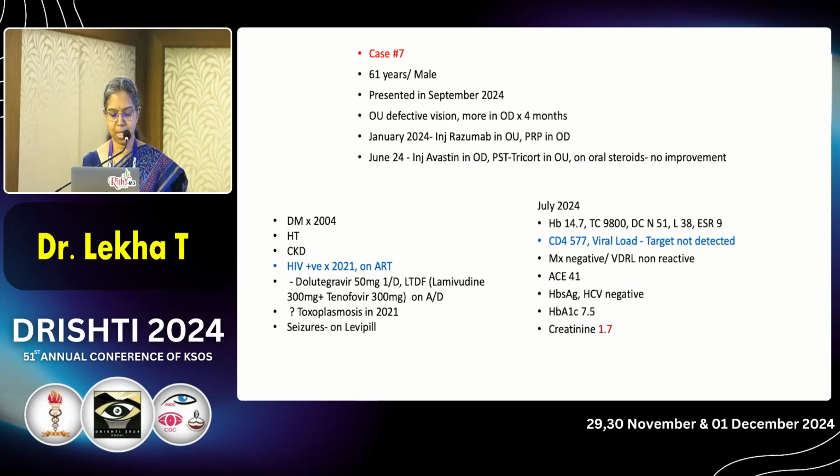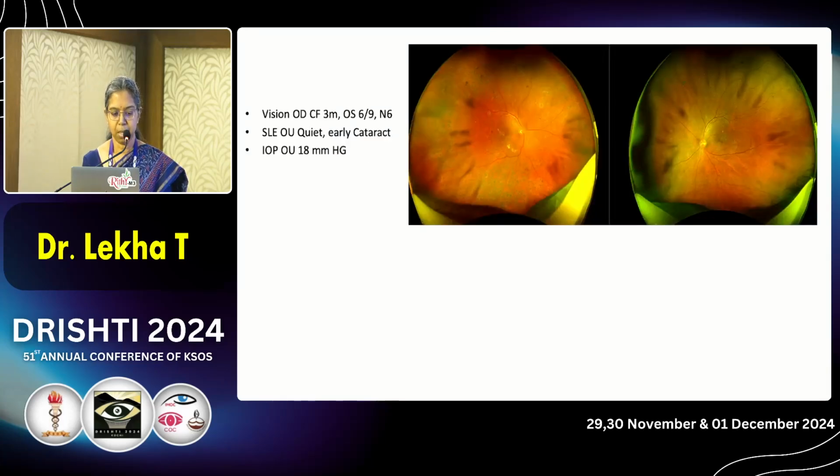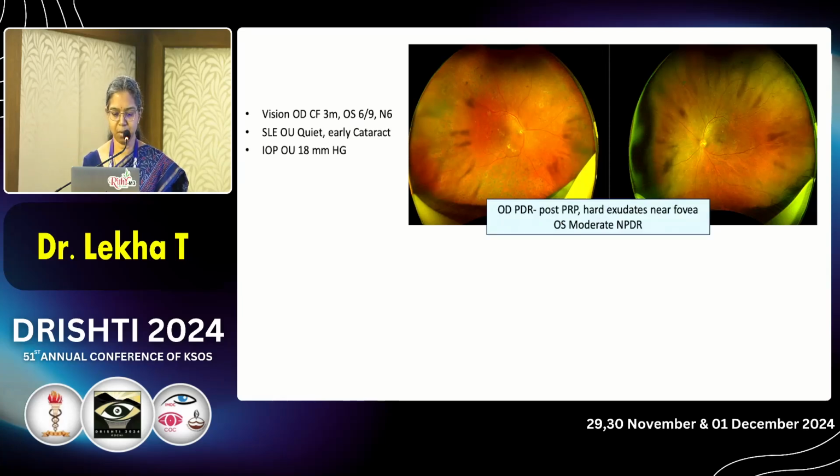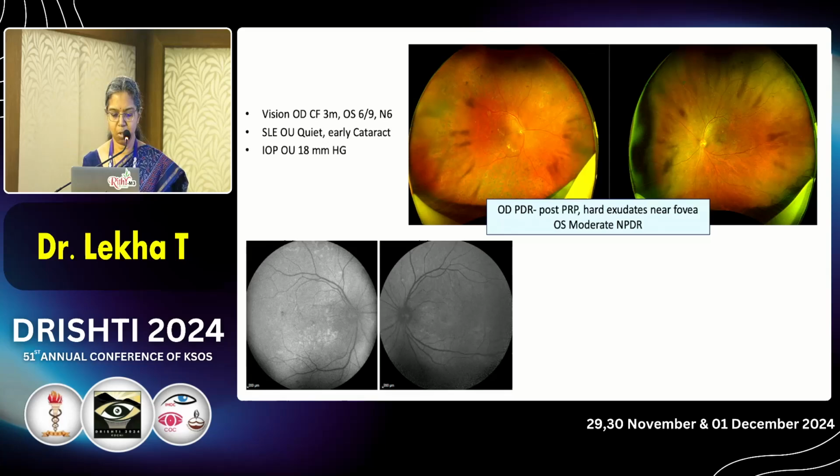His recent CD4 count was good, and viral load was not significant. On examination, vision was counting fingers in the right eye, 6/9 in the left eye, anterior segment was quiet. Fundus showed PRP scars in the right eye and hard exudates near the fovea, and the left eye had moderate NPDR. Autofluorescence showed some patchy hyperfluorescence around the fovea only in the right eye.